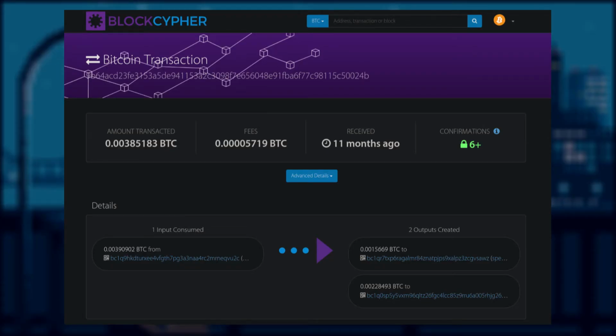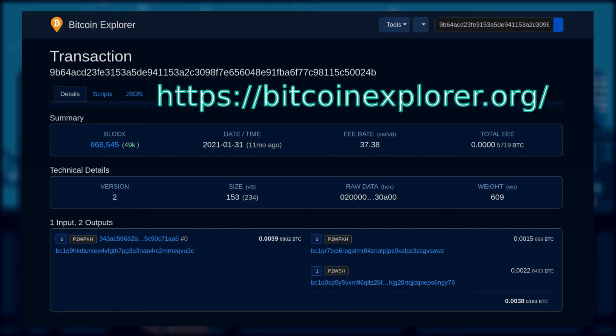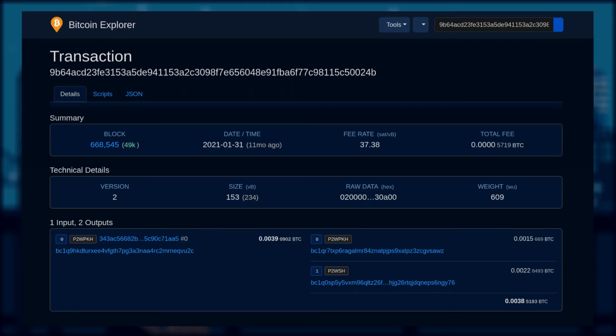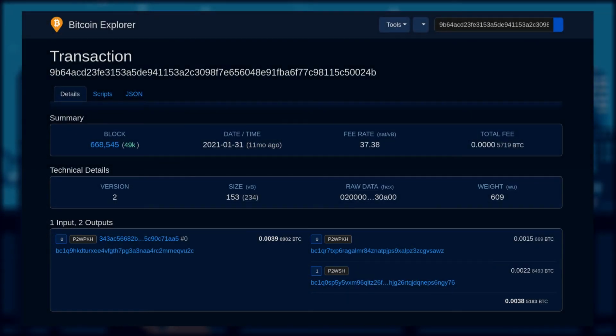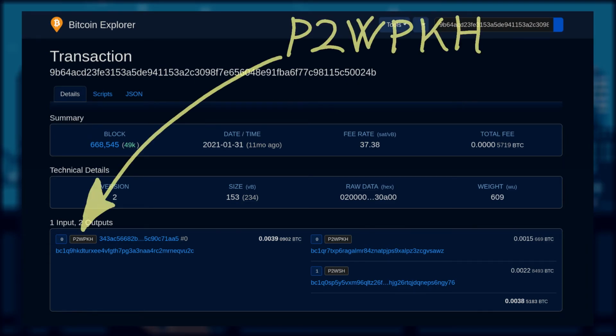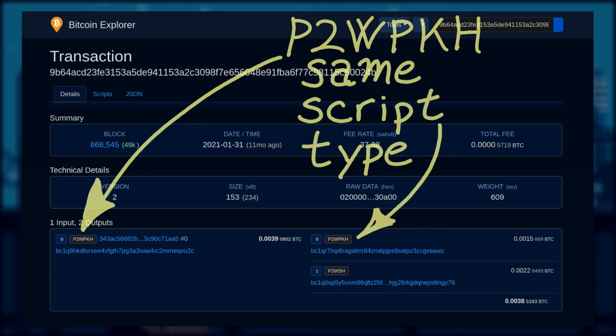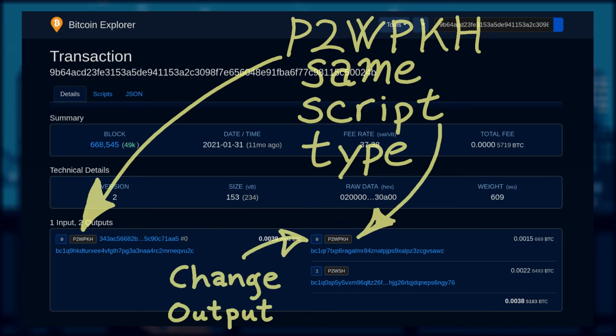So how do we check the script type of the input and output? Let's move over to bitcoinexplorer.org and examine the same transaction using their block explorer. Here you can see that the script type of each address is labeled next to their index. Input 0 has pay to witness public key hash, which is the same as output 0, which according to Script Type Heuristic, output 0 should be this transaction's change output.